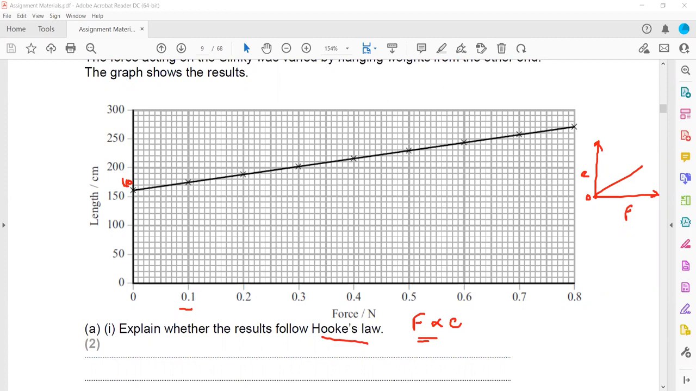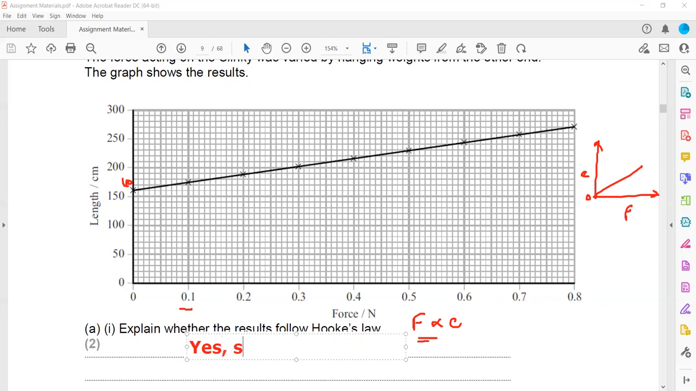It is a straight line with a constant gradient, so the extension, or the change in length, is also increasing at the same rate. So force and extension are increasing together, which means it obeys Hooke's law. So the answer is yes here, not no. Why? Because Hooke's law states force and extension are directly proportional. This is a graph for force and length. So using the length, you determine the extension, and using the extension, you can work out whether it is obeying Hooke's law or not. So we will say yes.